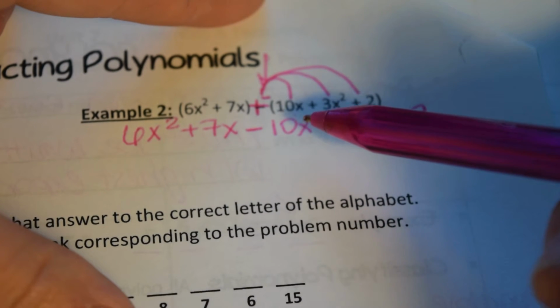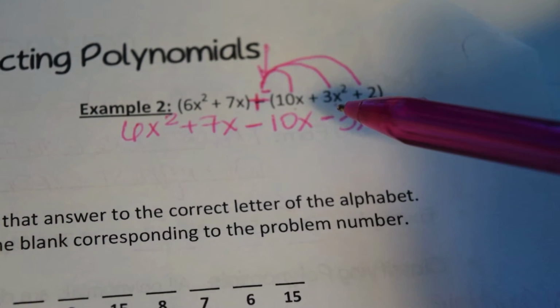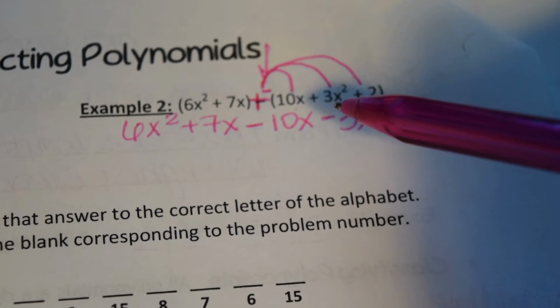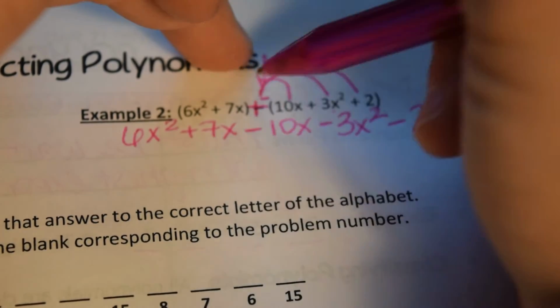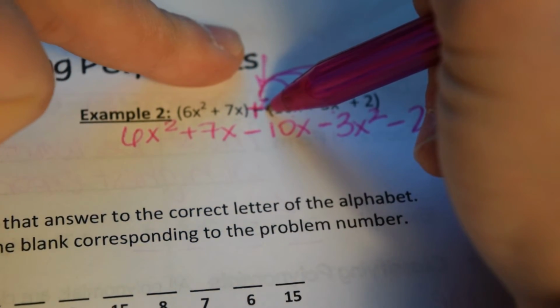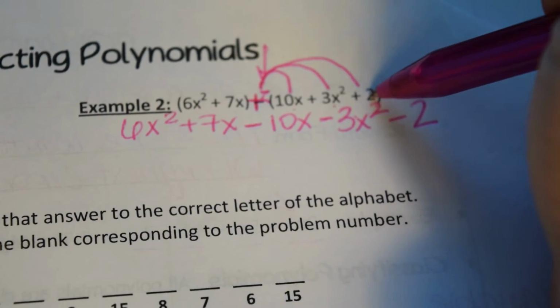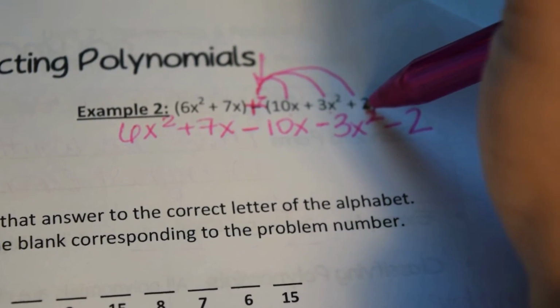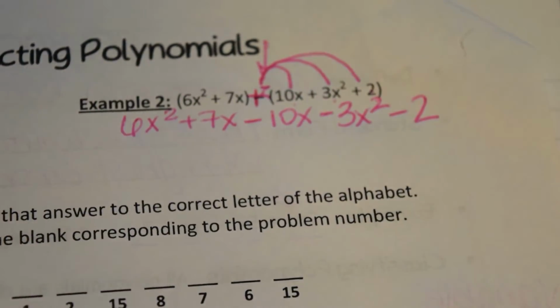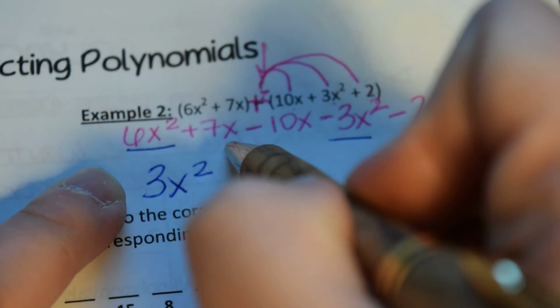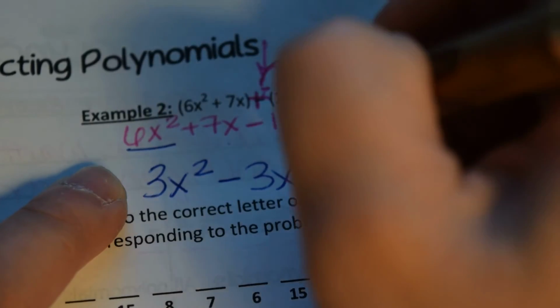So don't forget the rule that says if there's no number in front of the parentheses, we can assume that there is a 1 there when we are distributing that negative. And by distribution, I mean you're multiplying that negative 1 times every single term inside of the parentheses. Now all you have to do is combine like terms. So 6x squared minus 3x squared is 3x squared. 7x minus 10x is negative 3x. And then we bring our negative 2 down because it doesn't have to be combined with anything.